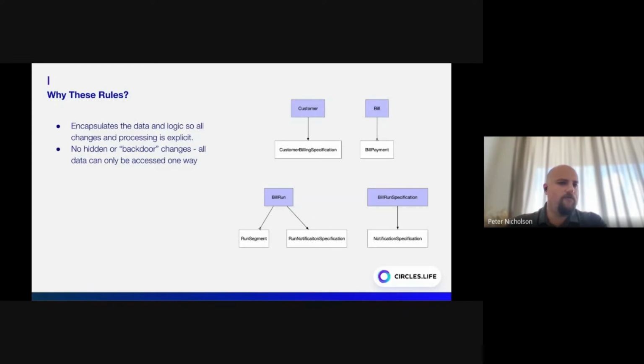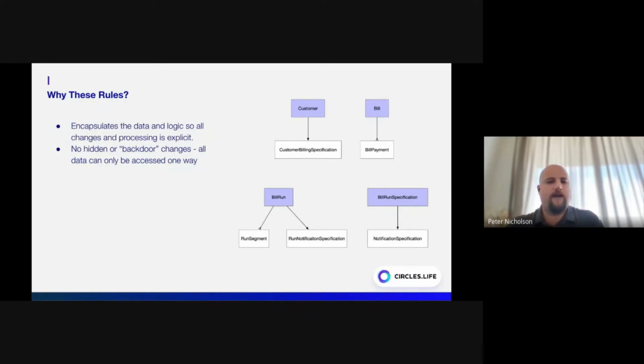And why these rules? The answer is it's encapsulating the data and logic so that all changes in processing is explicit, and we don't have hidden or backdoor changes, right? So we know what the flow of these entities are through a single request, and you can't reverse it. It's unidirectional. When things are unidirectional, they're a lot easier to reason about and a lot easier to model and a lot easier to handle.